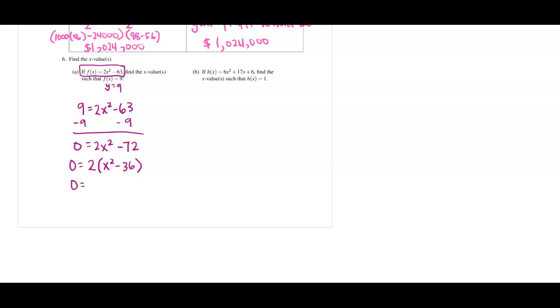So I have 0 equals 2, and then difference of squares, remember we'd say what times what is x squared? That's x times x. What times what is negative 36 that adds to be 0? So that's going to be your negative 6 and your positive 6.